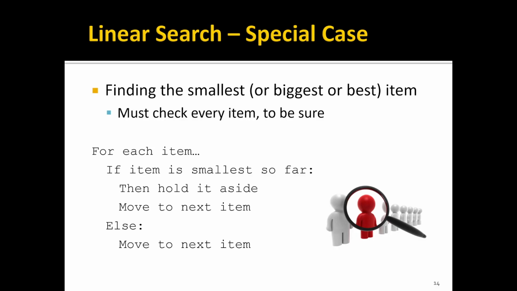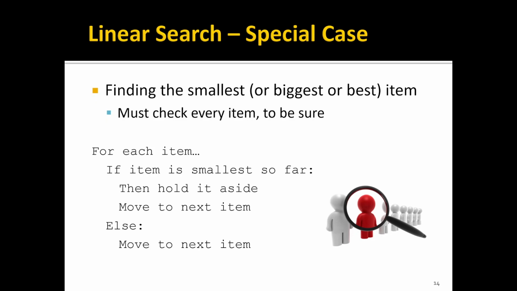Next up, let's consider a special case of the linear search. And that's the job of finding the smallest item in a list, or the largest, or the best, or the mostest, whatever superlative you're trying to find. You're trying to find the ultimate item from the list out of all of the other items. So, without loss of generality, let's consider the problem of finding the smallest item in our list. So we have a list of, let's say, ages. We want to find the youngest person in the list.